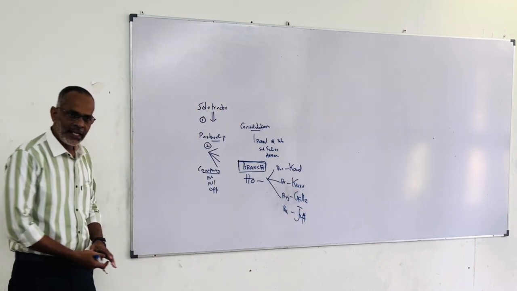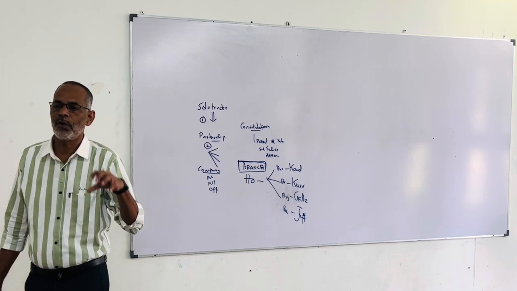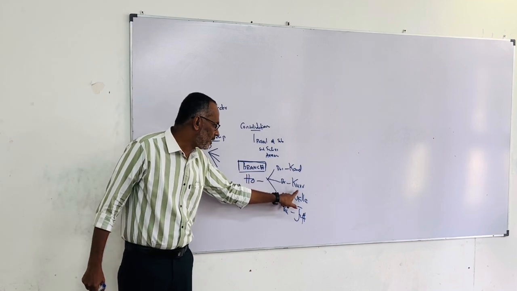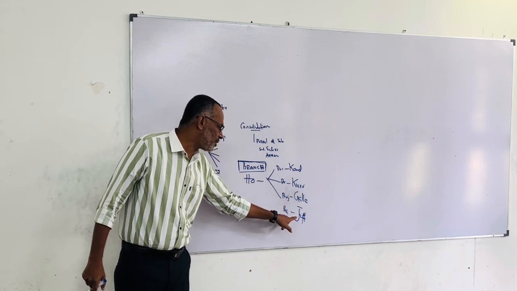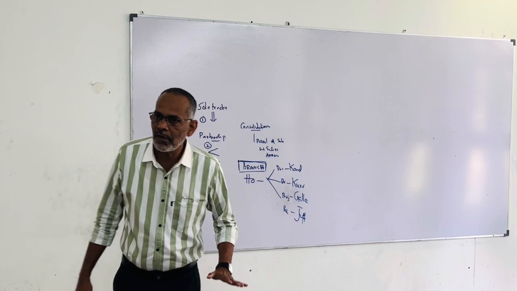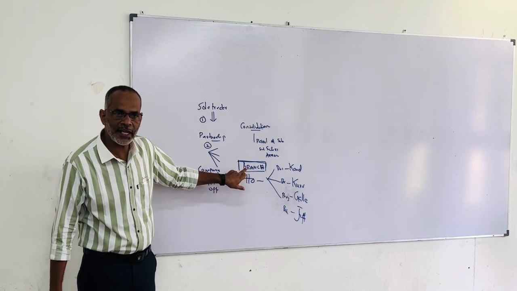Is it clear? The condition is we should have a head office. There is a head office located in Colombo, with the Kandy branch, Kurunegala branch, Galle branch, Jaffna branch, Batticaloa branch, Ampara branch. You can have many branches that we will be running, and we should have one head office. What accounting is it called?